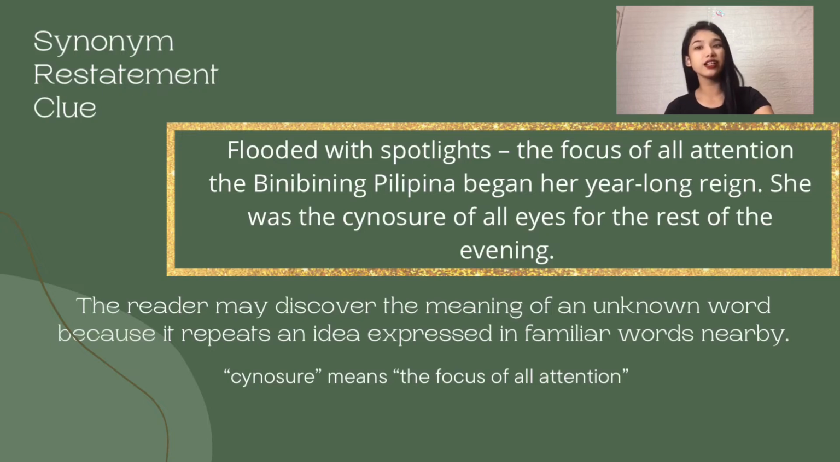Then we have synonym or restatement clue. The reader may discover the meaning of an unknown word because it repeats itself or the idea is expressed in familiar words nearby. For example, flooded with spotlights, the focus of all attention, the Binibining Pilipina began her year-long reign. She was the cynosure of all eyes for the rest of the evening. Cynosure here means the focus of all attention.